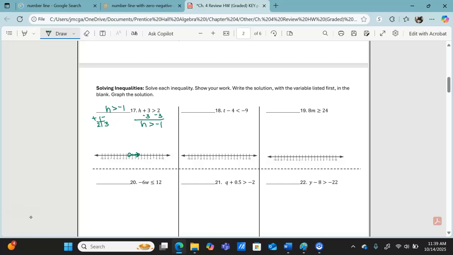On number 18, I have t minus 4. So the opposite of subtracting 4 is adding 4. You have a +4 and a -9. So we're going to have -5. Find the difference and keep the sign of the larger. So open circle at -5 and going this way.